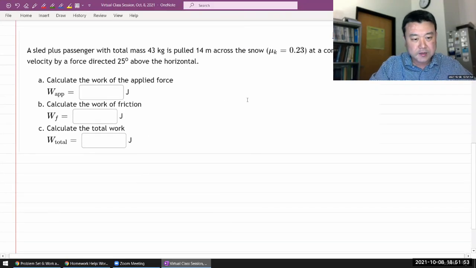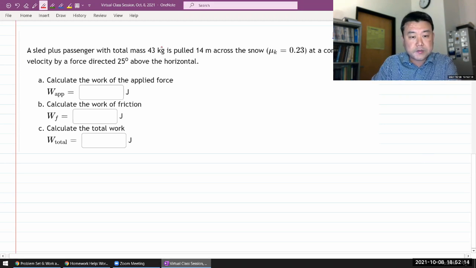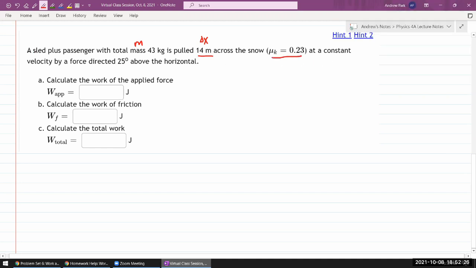So let me do this as a kind of review, recap, or an argument for why you shouldn't forget standard strategy problem solving, even now when we are starting to introduce additional tools for your problem solving toolbox. In this question, they say a sled plus a passenger has some total mass, let me call that M, and is pulled some distance, delta x, across the snow. Okay, there must be a friction force at a constant velocity. That's probably meaningful. It's pulled by a force directed some degree above the horizontal.